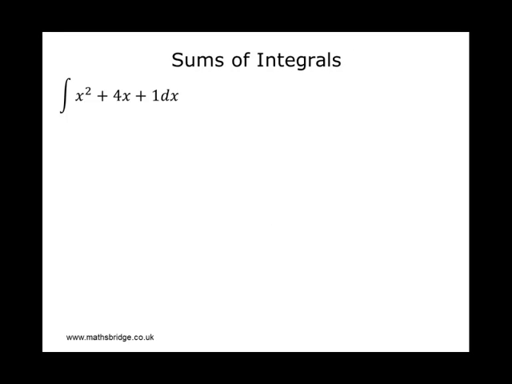Now we should know that the integral of a sum is the same as the sum of the integrals. So in this case we'll just integrate each term separately. So this gives us x cubed over 3 plus 4x squared over 2 plus x plus a constant. Just tidying up the second term.